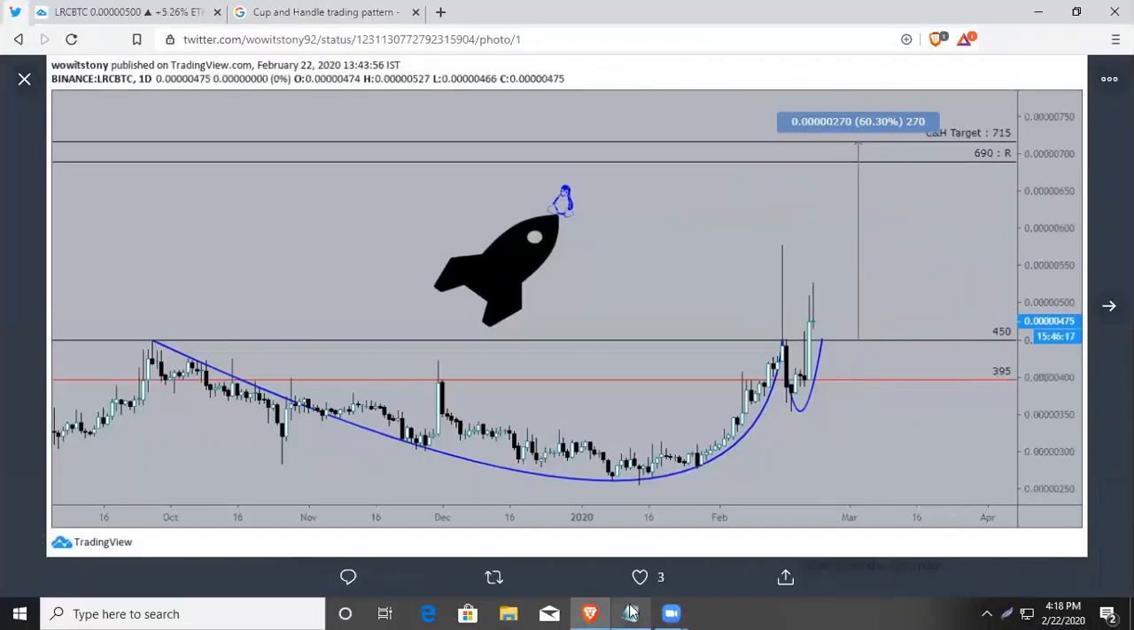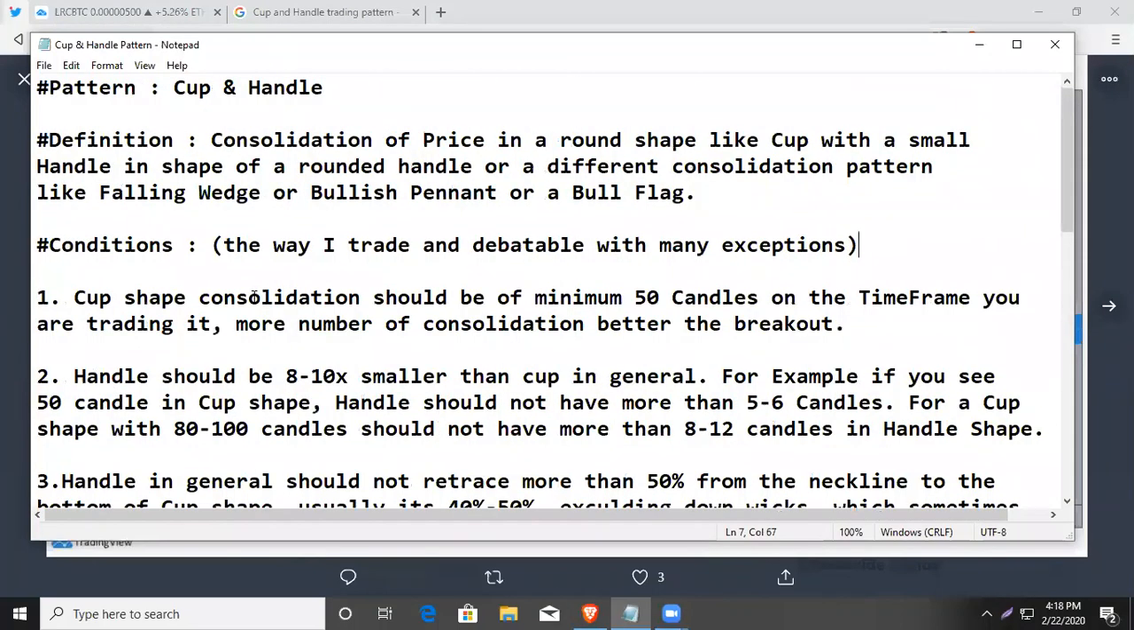So I have written a few things on a notepad. I'll share it with you guys as well, or you can see in the description link all these details. Okay, so with the definition, when price consolidates in a round shape like a cup with a small handle, which can be a rounded shape, which can be a different kind of consolidation pattern like falling wedge, bullish pennant, or bull flag. Okay, that is what we call cup and handle pattern.